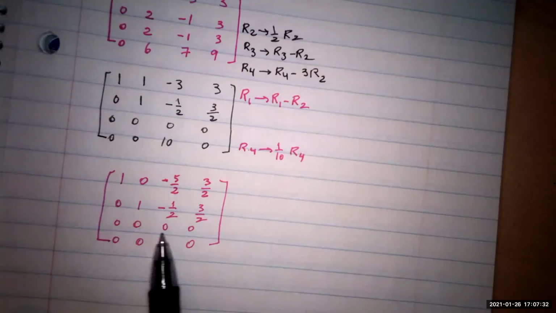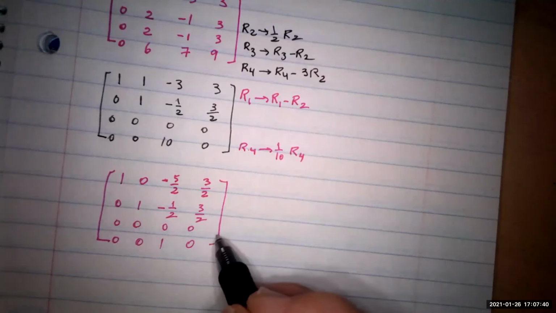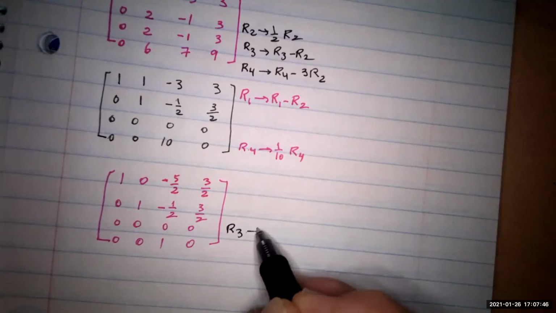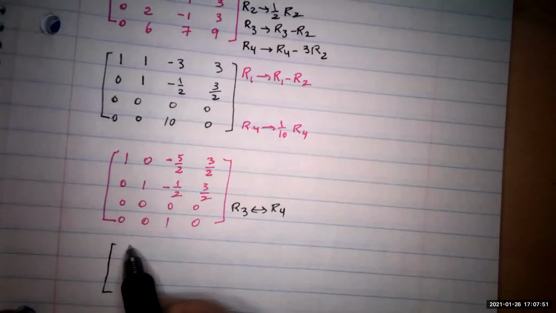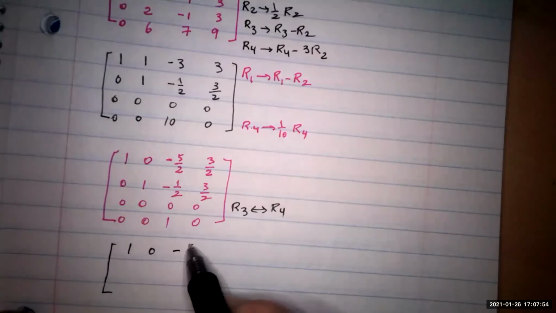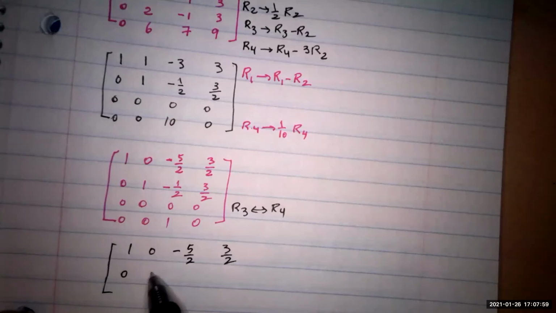And now what you do, you just switch these two because you get lots of zeros here. So we switch these two together. Okay, R3 and R4. Okay, so that gives us a better idea. So 1, 0, negative. We can do number of these operation at the same time. So it's going to be 0, 1, negative half, the 3 half, and this is 0, 0, 1, 0, and you end up with a 0, 0, 0, 0.